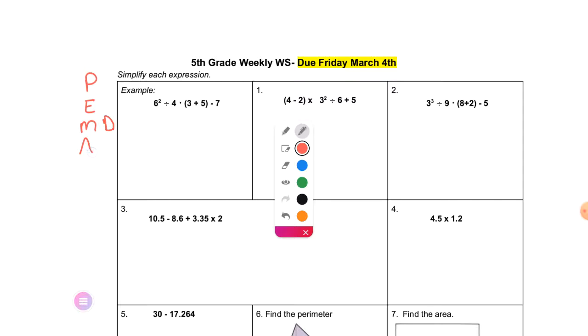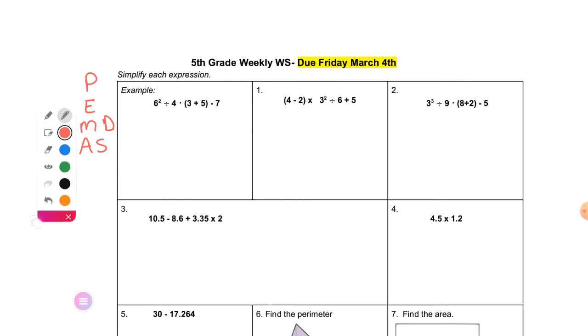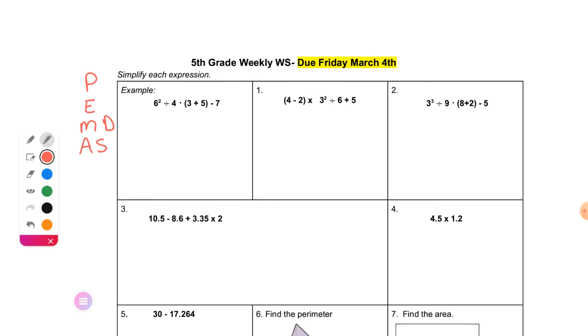Why? Because it's from left to right. Multiplication and division go in the same step. We just work from left to right. What I've noticed is you guys do really good following the order of operations until the exponents and parentheses are gone. And then we get a little crazy. So let's work through this example 1 together.